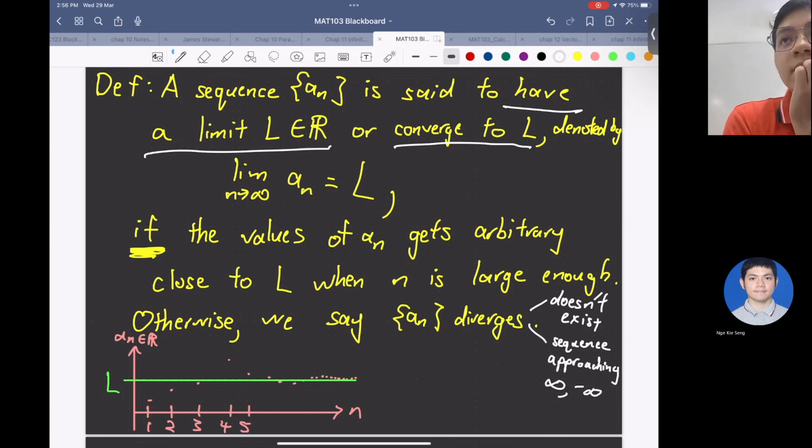So the question is that it gets arbitrarily close to L. What if it reaches L at some point before infinity? Even better, because it's also called a limit. I mean, that means it achieved the limit.